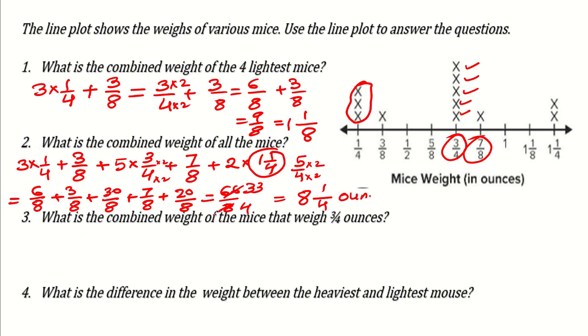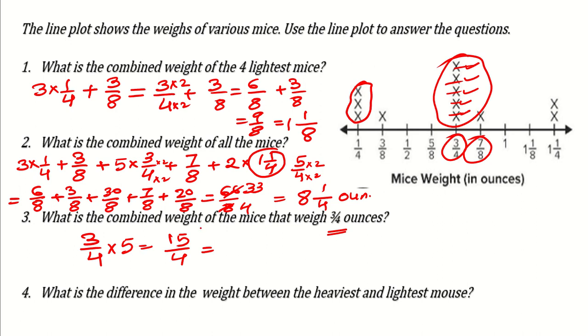Now, what is the combined weight of all mice that weigh 3 over 4 ounces? So 3 over 4 ounces is this one. Okay. So this is how many mice there? 3 over 4 times. How many? 1, 2, 3, 4, 5. So 5 times. So 5 times 3 means 15 over 4. And numerator is bigger than denominator, means it is improper fraction.